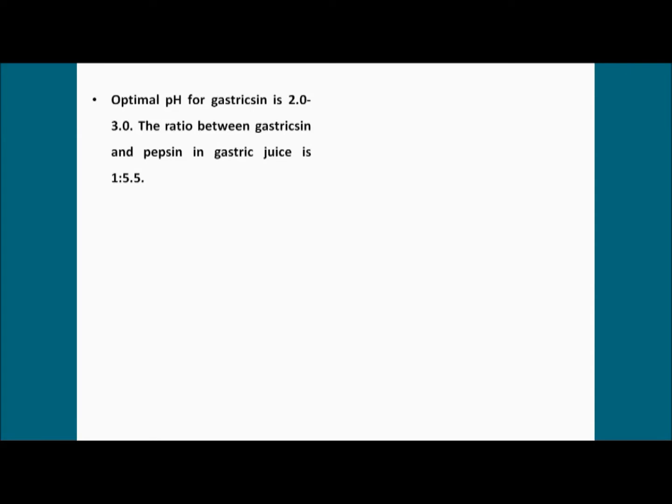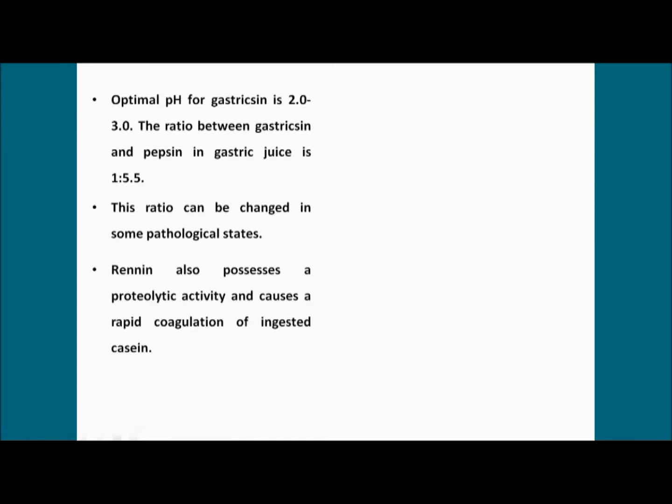Now the optimal pH for gastricsin is 2 to 3. It is the range. The ratio between gastricsin and pepsin in the gastric juice is always 1 to 5.5. So the amount of gastricsin is less, that is 1, and pepsin is 5.5. This is the ratio, and the pH should be 2 to 3 for its optimal function. Moreover, this ratio can be changed based on the pathological condition, like different sorts of diseases, right?